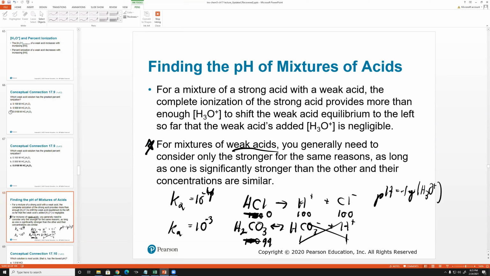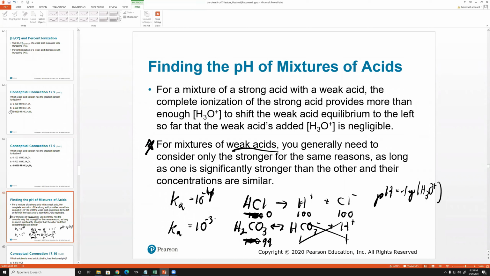So you could be thinking, all right, how close is close enough for the Kas to where I have to consider both of them? I would say, unless it's really, really far off, like 10 to the negative 10 and 10 to the negative 3, or at least 100-fold off, I would always do the ICE charts for the mixture.